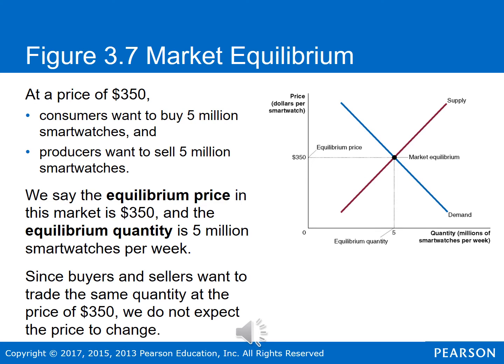Now the equilibrium price and quantity is going to be determined by where the supply and demand curves cross. So at that market equilibrium, the price the goods are sold at will be the same, and the quantity of goods that are being sold will be the same. So since buyers and sellers want to trade the same quantity at the price of $350, we don't expect the price to change. So we've reached equilibrium and we'll stay there until one of the factors that shifts supply and demand curves will move those. And we'll talk about that more in the next section.